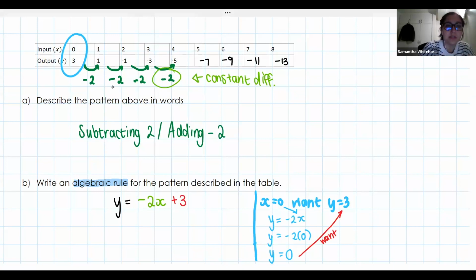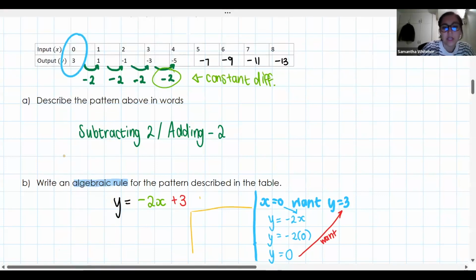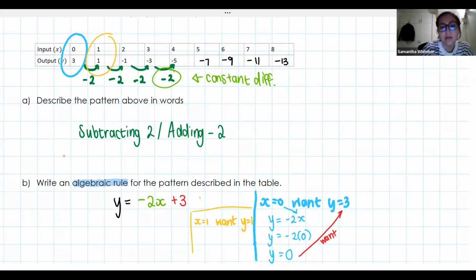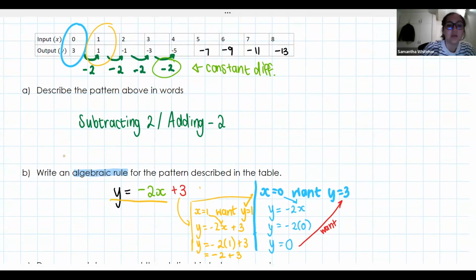Now we just double check ourselves because, again, we never just want to go in like a bull in a china shop. So we just do a quick check. If I take my next set, I've got x is equal to 1, and I want an output of 1 as well. If I now take my rule, y is equal to minus 2x plus 3, and I substitute in for x, y is equal to minus 2 times 1 plus 3. And so that is equal to minus 2 plus 3, which is 1. And so what I've established is that this rule that I wrote down is correct.